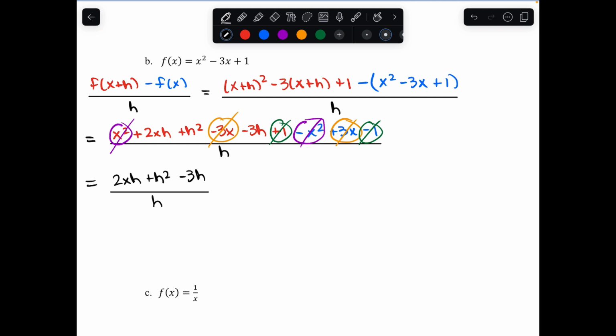Now what do I see? In my numerator, I have an h in every single term, so I can factor it out. So this becomes h times (2x plus h minus 3), and then all of that is divided by h. Well, conveniently, I now have an h in the numerator and an h in the denominator, so I can cancel them out. So my final answer becomes 2x plus h minus 3.